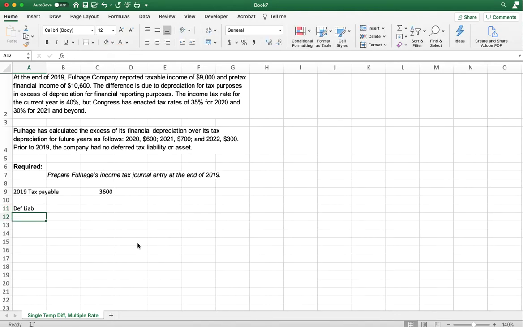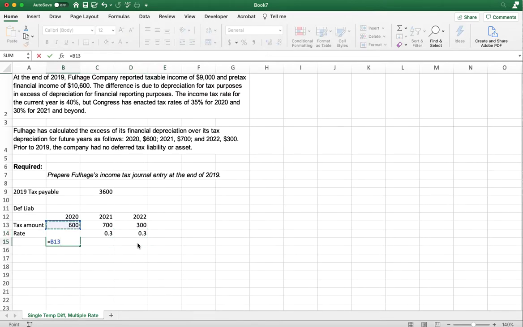And so we need to look at 2020, 2021, and 2022. And we'll have the taxable amount, so we can pull those numbers down: 600, 700, and 300. And then we know the tax rates. We have 35% and then 30% for the last 2 years. And we can multiply those rates times the taxable amount.